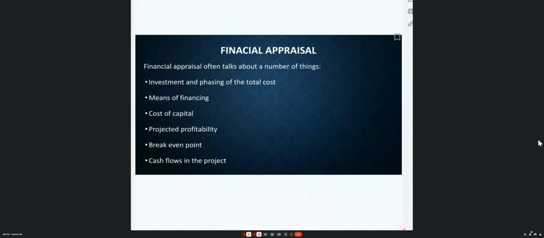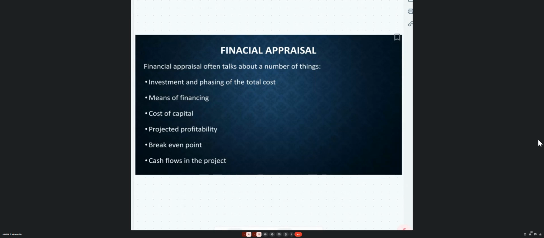Then, of course, you have to consider the break even. That is, at what point will you start making profit? How long will it take you to get to the point that the particular product that you've done is actually making you profit? Would it be 6 months? Is it 3 years? And so on and so forth.